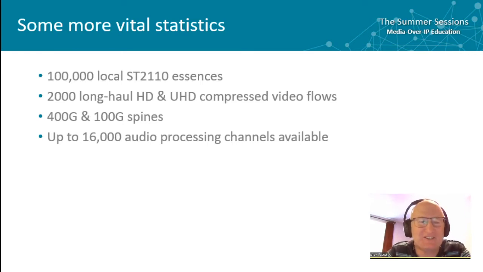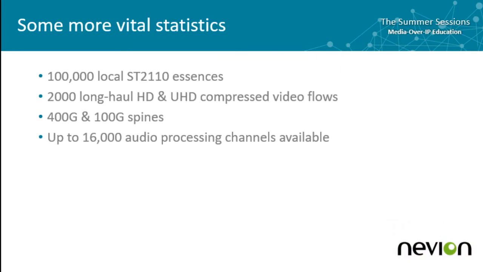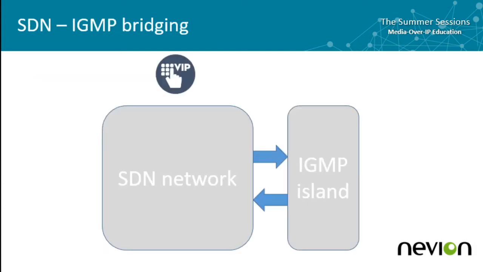A few more vital statistics from this project. We've already talked about the sheer number of flow connections, a large number of compressions for interconnects as well between different locations, leveraging some high 400 gig spines there, because the sheer number of flows in the locations needs that level of interconnect. And again, and we'll come back to the audio in a minute, a lot of audio interconnection as well, which is why we've got lots of these channels available where we can do the processing.